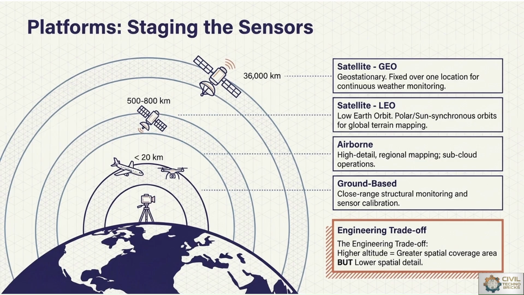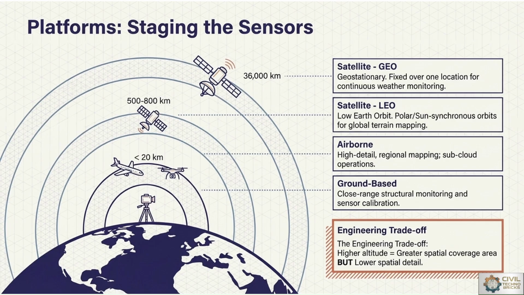Satellites in low Earth orbit, with reference to the orbit, and polar or sun-synchronous orbits, are used for global terrain mapping. Some airborne sensors are there for high-detail regional mapping or some cloud operations. And ground-based sensors are there for close-range structural monitoring, just like the drones.